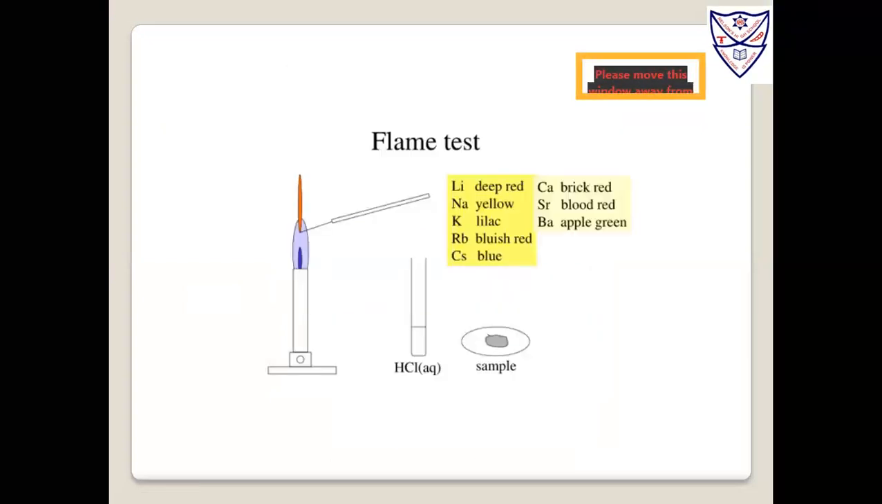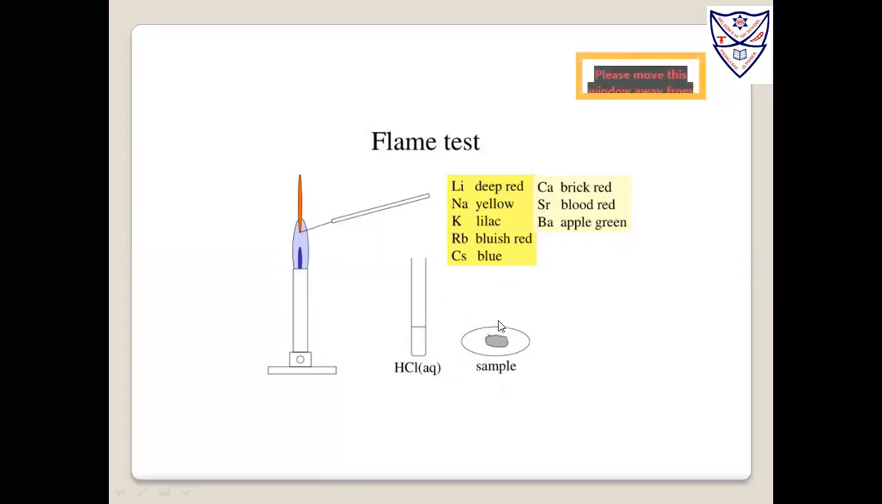Flame colors will be shown here. The color of lithium: this one is a Bunsen burner, this one is a loop which has a platinum wire. So how to do the test? We have to make a loop, take a sample from here and then show it in the Bunsen burner. You can see the different colors. If it shows a deep red color, it's lithium.